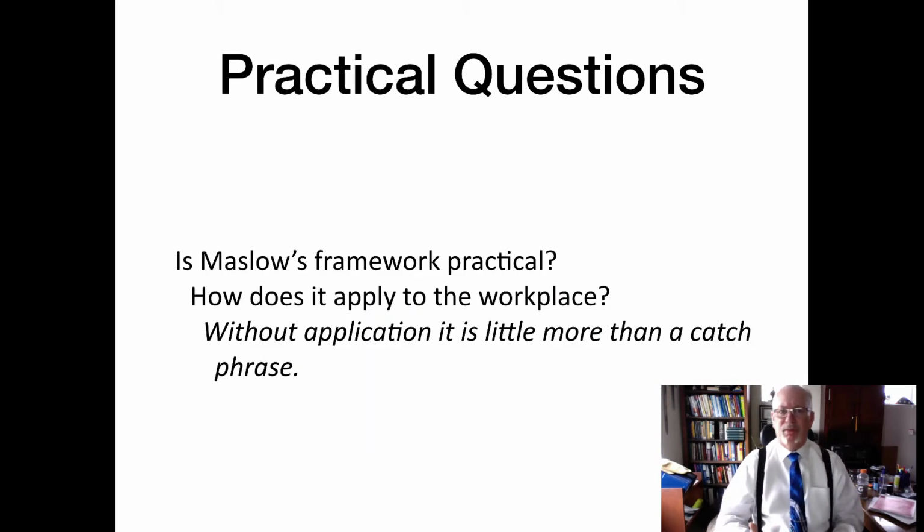But the question really becomes, is it much more than theory? Is Maslow's framework actually practical when we start talking about motivating employees, for instance? And if so, how does it apply to the workplace? I would just say this, on any theory that I teach, if I can't apply it, then it's just a catchphrase, right? It's the phrase of the day, and we have way too many phrases of the day out there in the business world today. So I want to make sure that we actually talk about how we can apply theories, and that's what we're doing here.